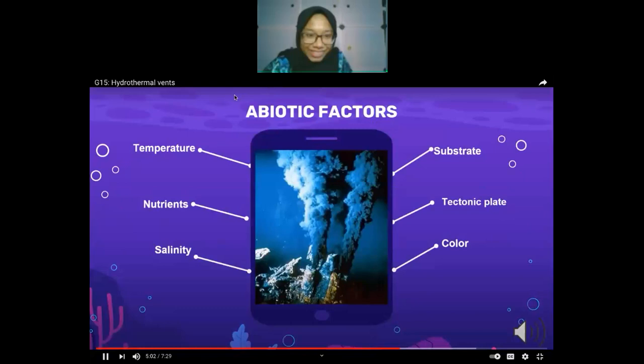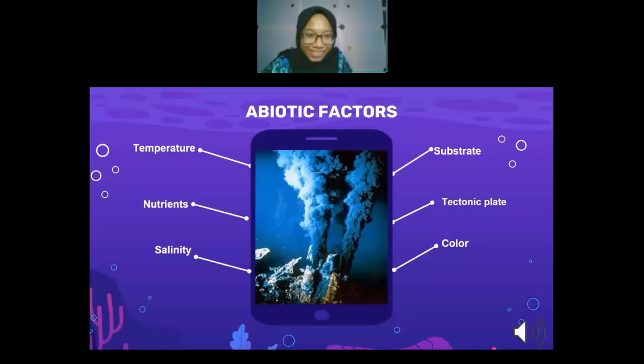There are 6 abiotic factors in the hydrothermal vent ecosystem. The first one is temperature. The temperature can affect the chemical composition of hydrothermal vent fluid. Next, nutrients. Nutrients are an important abiotic factor in the formation of the hydrothermal vent ecosystem. Without the nutrients that spill from the black smokers or chimneys, the animals that live in the hydrothermal ecosystem will not be able to grow.